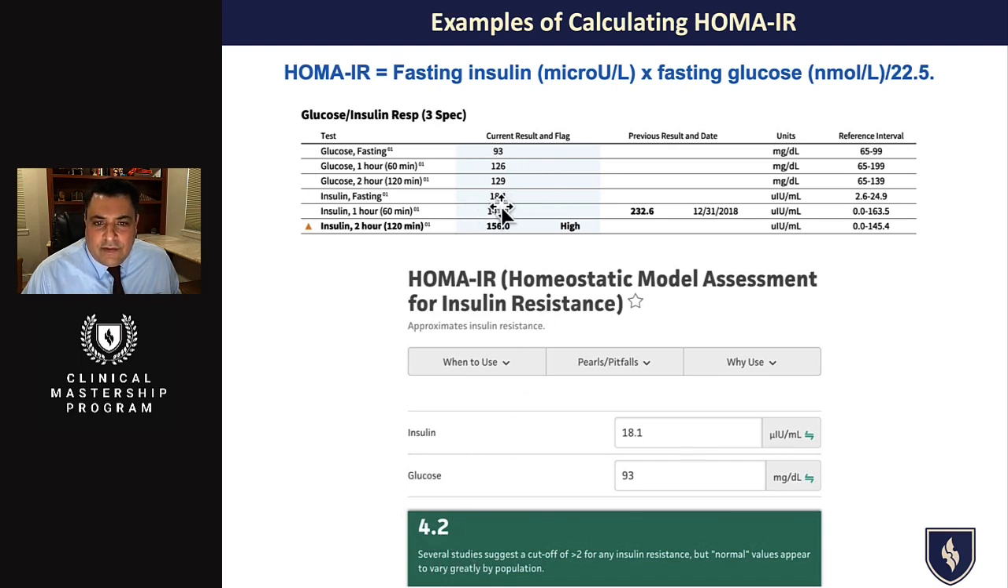So the fasting insulin is 18.1 and their glucose is 93, and you can see their HOMA score would be 4.2. So this would identify early insulin resistance without having to have a person go through the first hour and second hour of a glucose tolerance challenge to identify their insulin resistance patterns. That's one of the main advantages of HOMA.